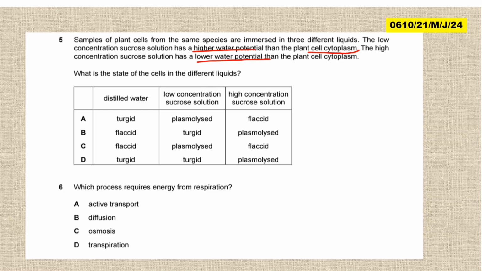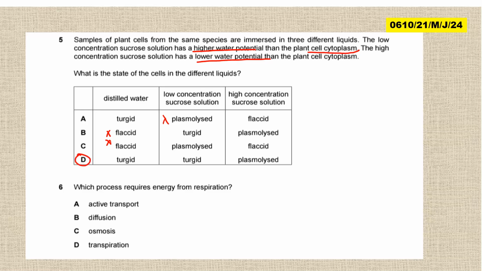Okay. So distilled water, what will happen when you put a cell in distilled water? It will be turgid, not flaccid. Flaccid becomes soft as a result of losing water. So it will be turgid, so we are looking at A and D. Low concentration sucrose solution, we are told that it has more water compared to the cell. So also you expect it to be turgid. The fact that here it plasmolyzed, so the answer is D.